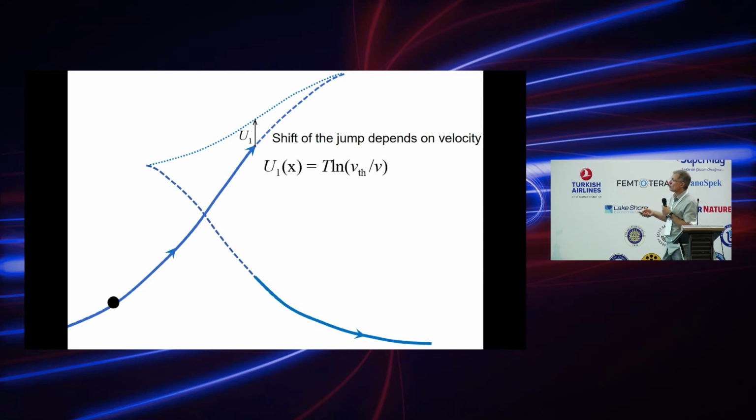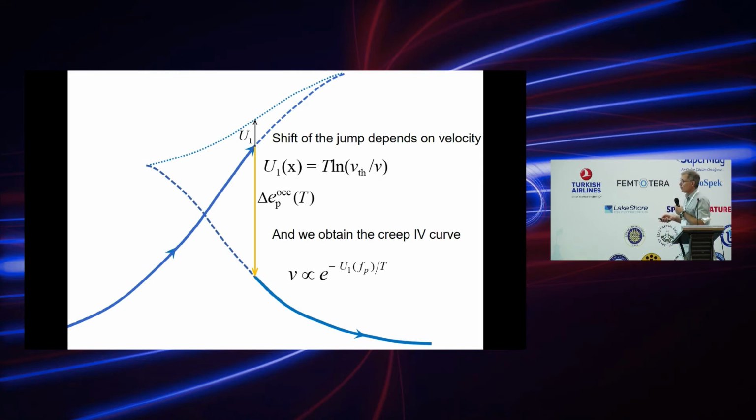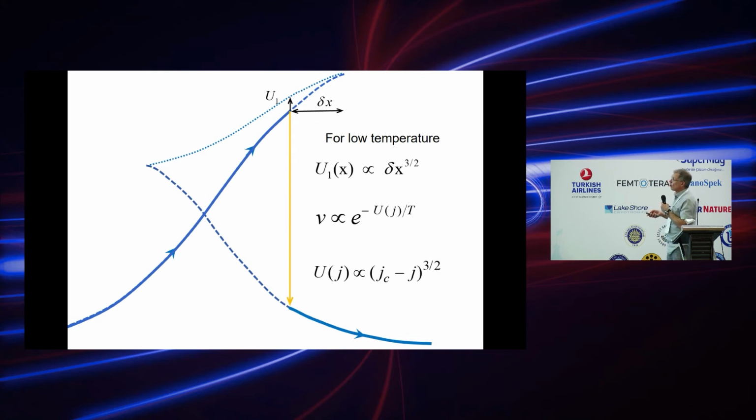If velocity is slow, then the vortex has time to try many times to jump over the barrier, and eventually the jump happens here. Knowing the jump, we can find the value of the jump in energy. From the value of the jump in energy, we calculate the average force, and we get the current-voltage curve. So for low enough temperature, creep is rather weak, and everything happens close to the end point of the branch.